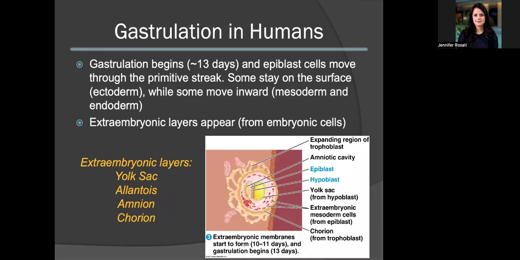At approximately 13 days, gastrulation begins. When this begins, the epiblast cells begin to move through the primitive streak. As seen in the chick embryo, some will stay on the surface to form ectoderm, while some will move inward to form mesoderm and endoderm. At this time, the extraembryonic layers also begin to appear in rudimentary form. These extraembryonic layers originate from the embryonic cells. These include the yolk sac, allantois, amnion, and chorion.